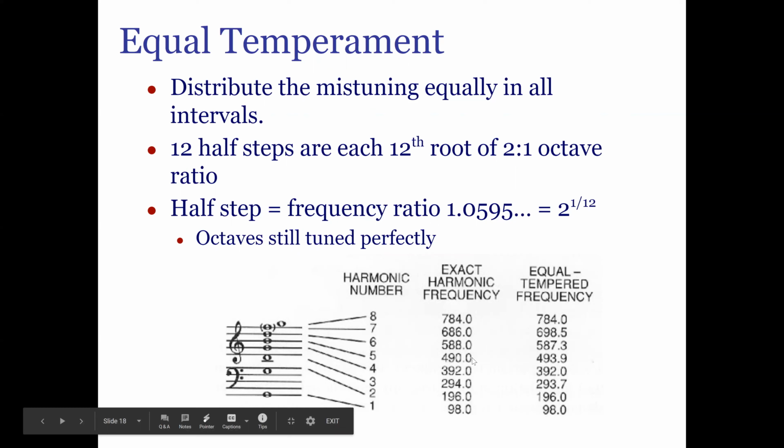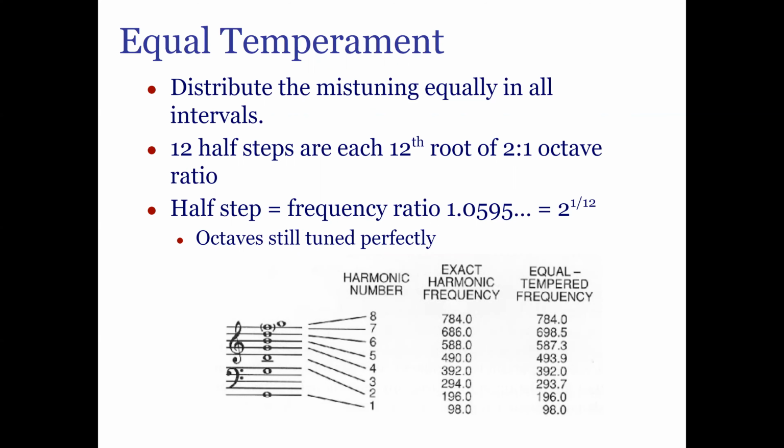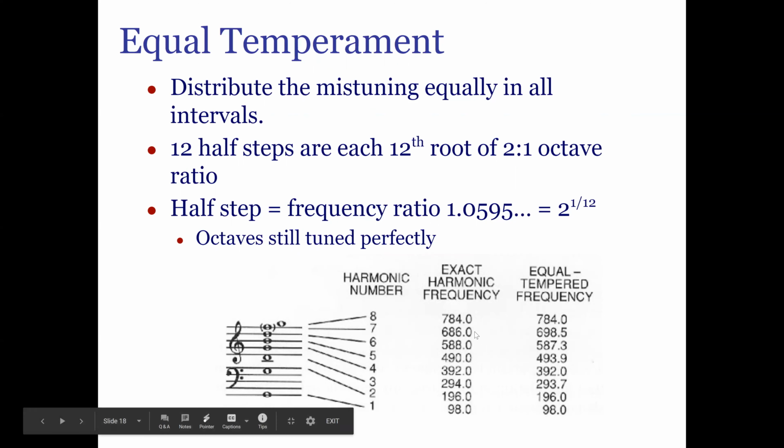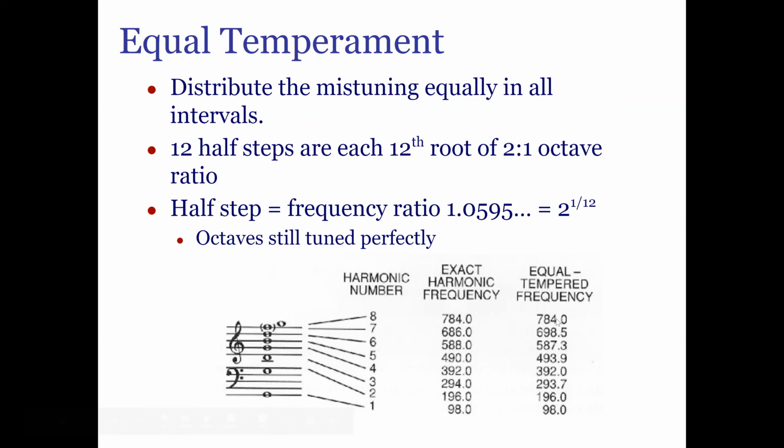6-5, minor third, I think, something like that. Yeah. 7-6, 8-7, and so on and so on. Here's an octave, here's an octave, here's an octave. And these are where the harmonics should lie. If we're tuning to our equal temperament, our octaves are still fine. Notice 98 to 196, 196 to 392, 392 to 784. Those are all fine.